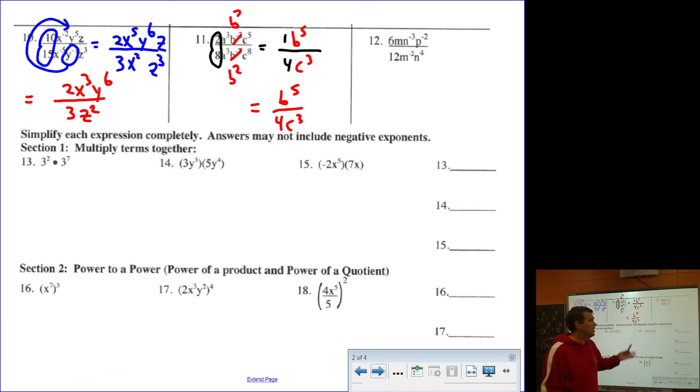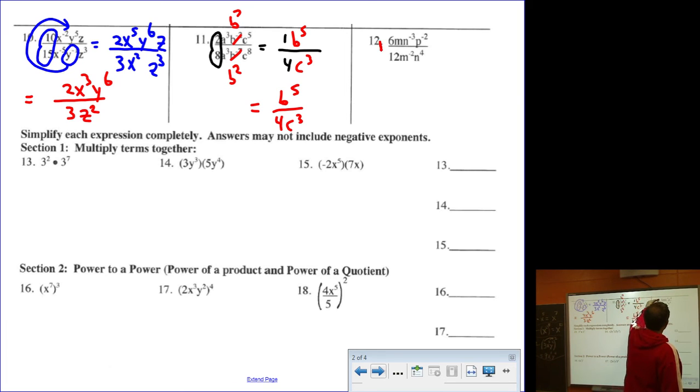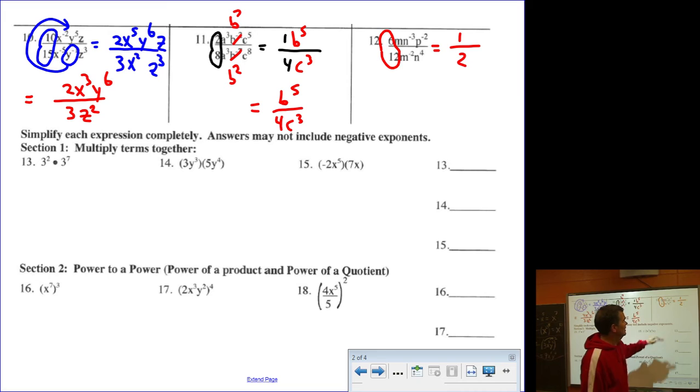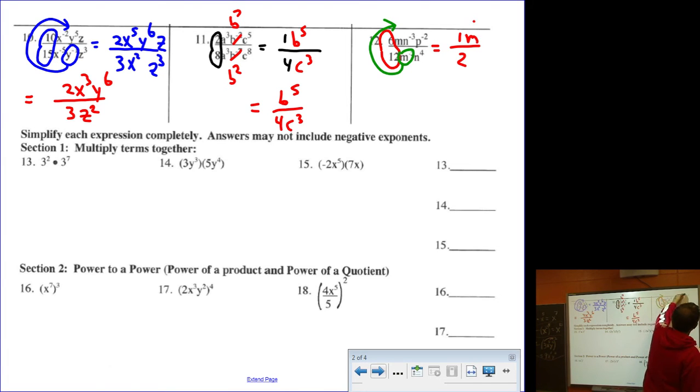Last one, number 12, very similar to 10 and 11. I would start by reducing the 6 over 12. That reduces to 1/2. I've got a couple m's on the bottom that have a negative exponent, so they need to move to the top. That gives me a total of 3 m's on top.